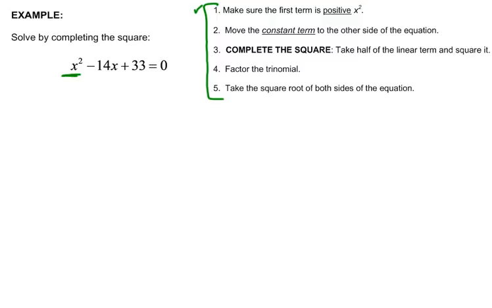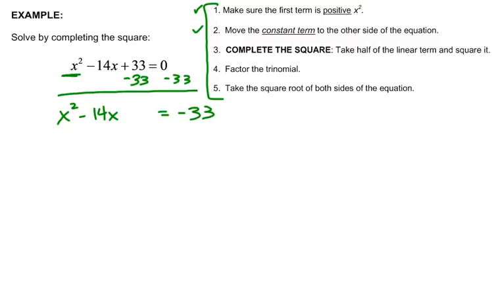Then we're going to move the constant term over to the other side of the equation. We have a constant term of 33. We're going to get it off of this side of the equation by subtracting it off. And of course, it's an equation, so we have to subtract from the other side. In doing so, we're going to have x squared minus 14x left on this left side of the equation. On the right side, I will have a negative 33. Now, you'll notice I left a little area there. We're going to be putting something in that space momentarily. But we have moved the constant term over to the other side now.